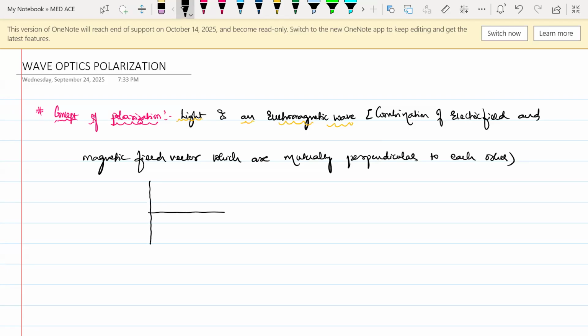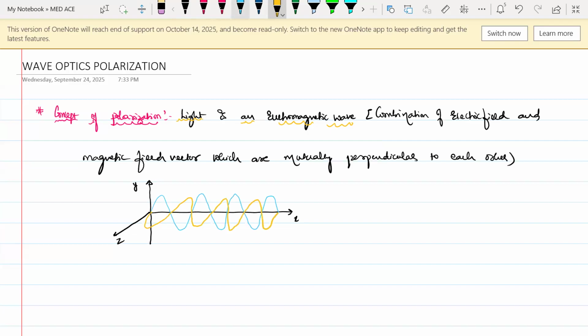If this is the propagation of the wave along the x-axis, this is your y-axis, and this one is perpendicular to this one, the z-axis. The angle between them everywhere is 90 degrees. So if a wave is moving in this direction right now, some of the waves will be moving in the upward direction like this. This is moving along the x-axis, and there is another wave which is perpendicular to it.